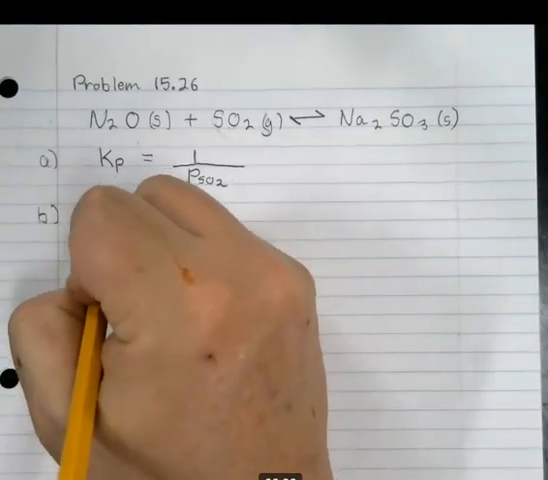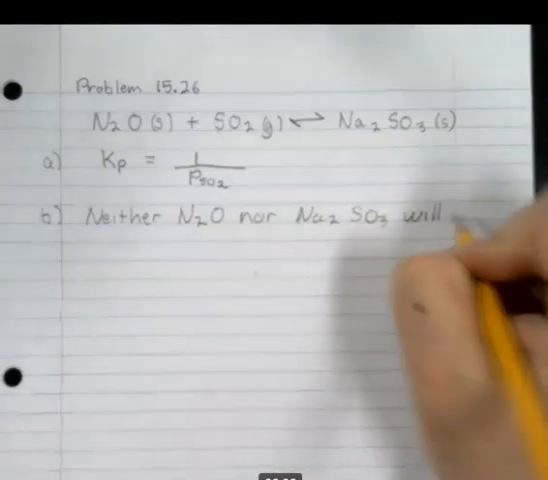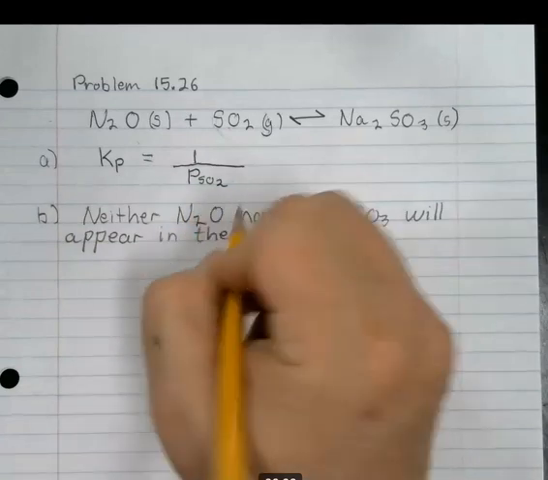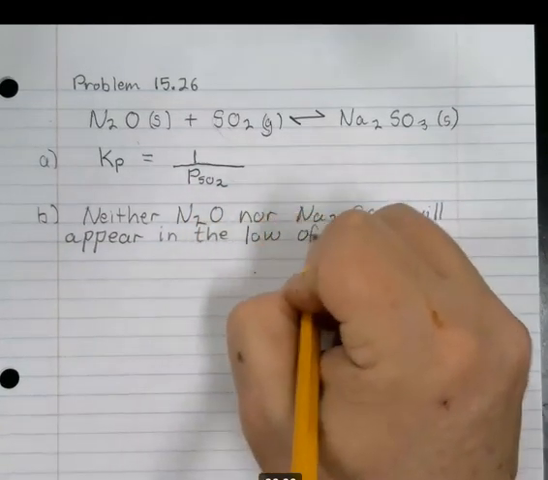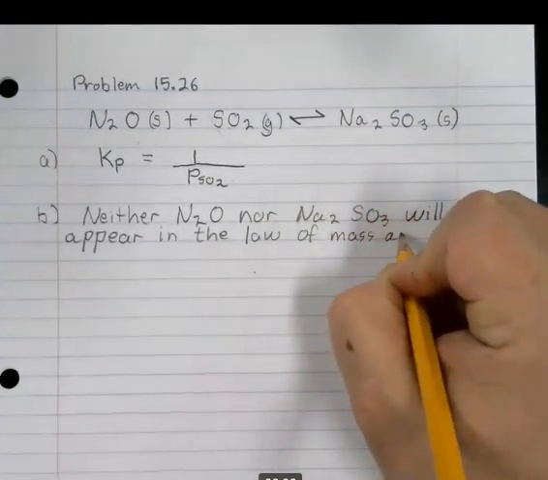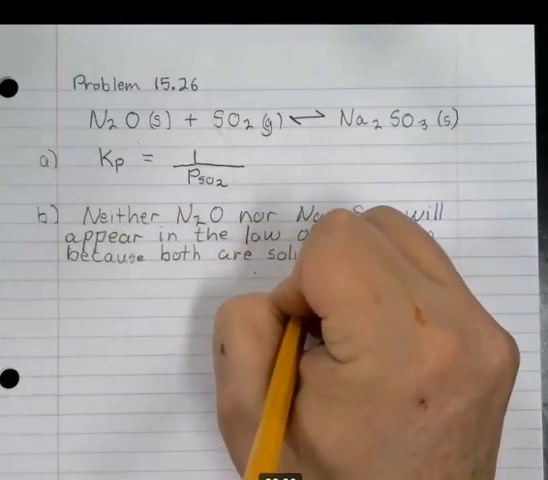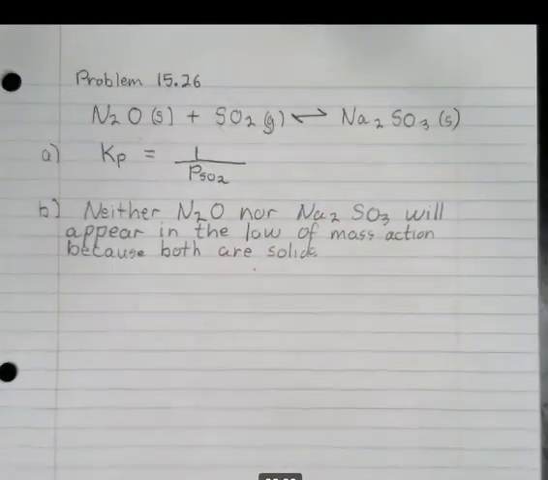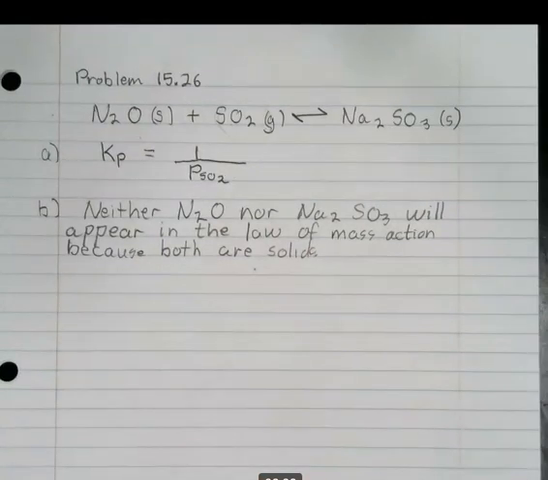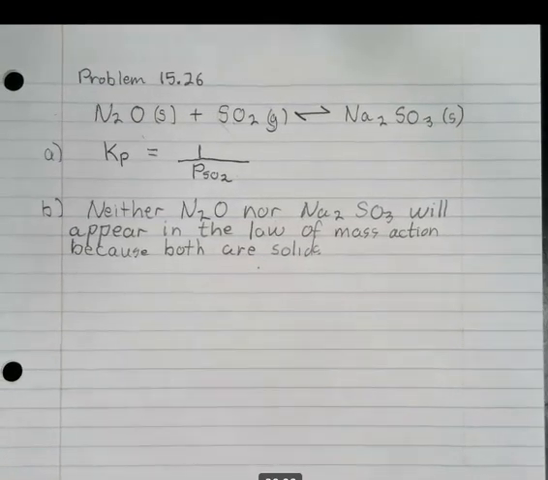For part B, neither N2O nor Na2SO3 will appear in the law of mass action, or they call it the equilibrium constant expression, because both are solids. Okay, so that takes care of that problem.